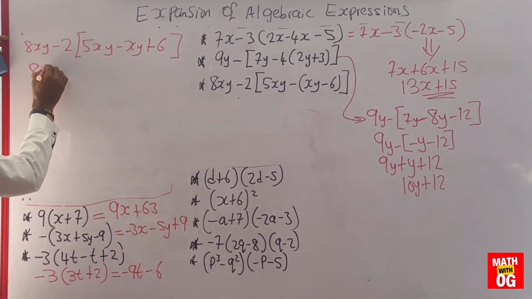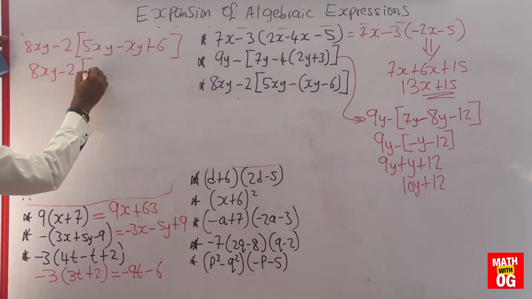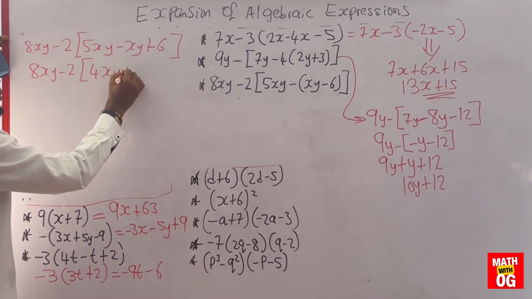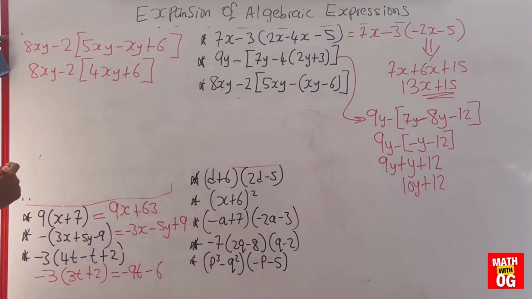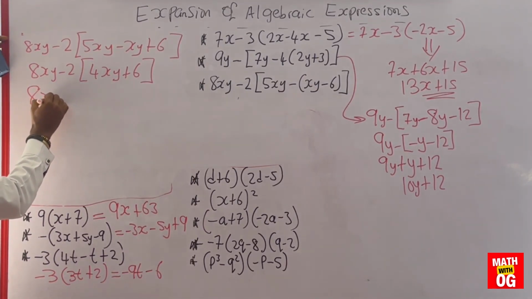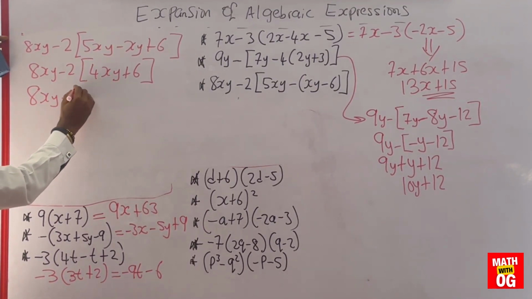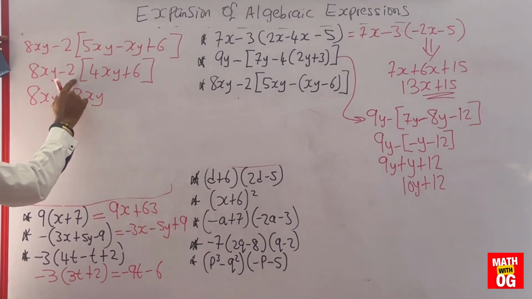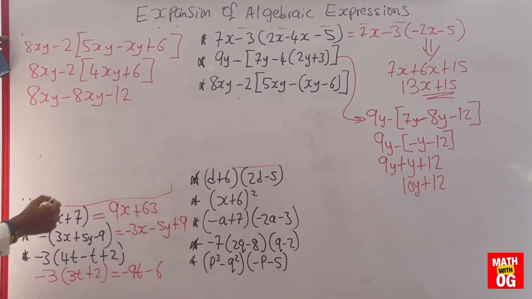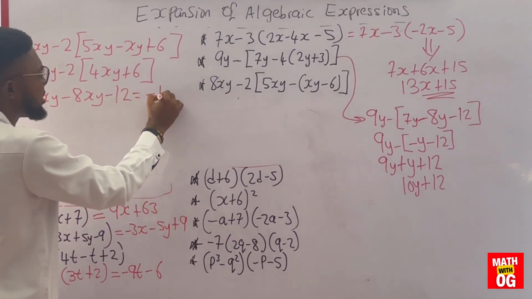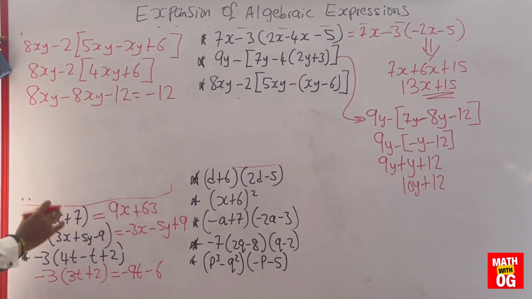So this is 8xy minus 2 into 4xy plus 6 close bracket. Now I can open the bracket with minus 2. So this is 8xy, minus 2 times 4xy is minus 8xy, minus 2 times positive 6 is negative 12. 8xy minus 8xy is 0. So final answer here is negative 12.